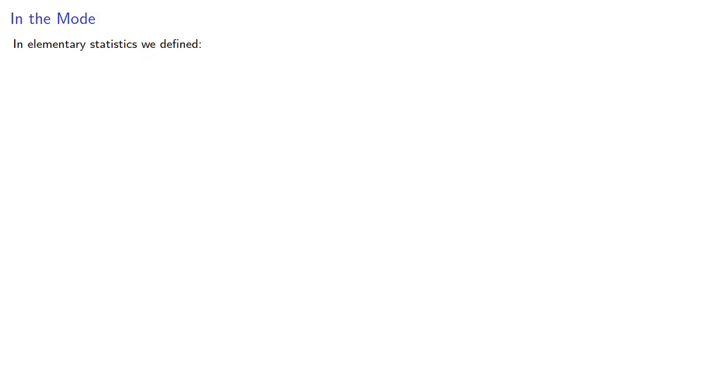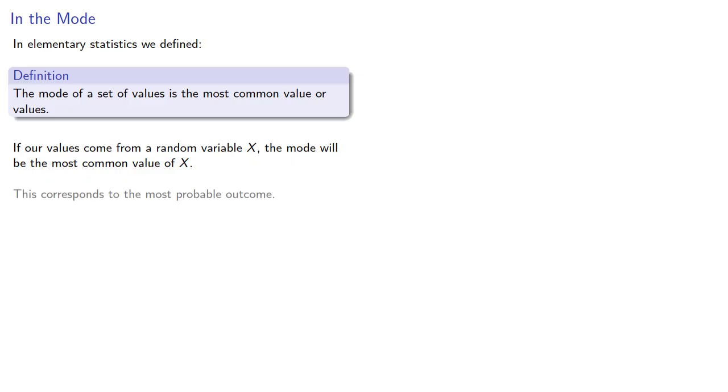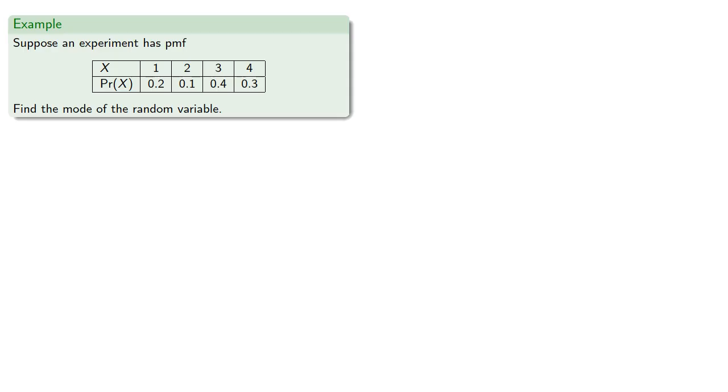In elementary statistics, we defined the mode of a set of values as the most common value or values. If our values come from a random variable x, the mode will be the most common value of x, and this corresponds to the most probable outcome. So for example, suppose our experiment has a probability mass function. Let's find the mode, and we see that the most probable value is 3, so this is the mode.